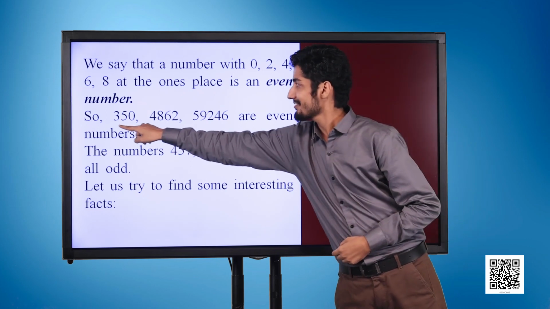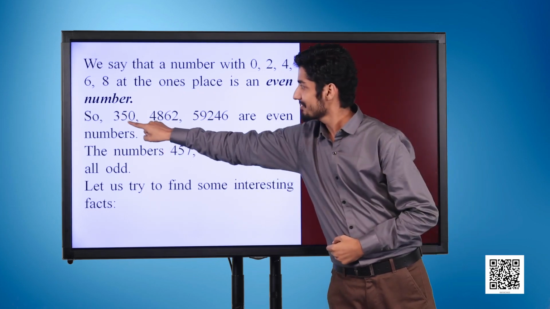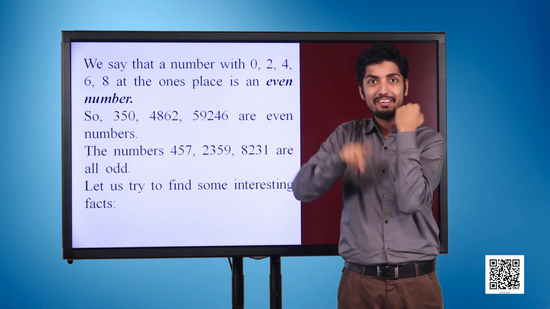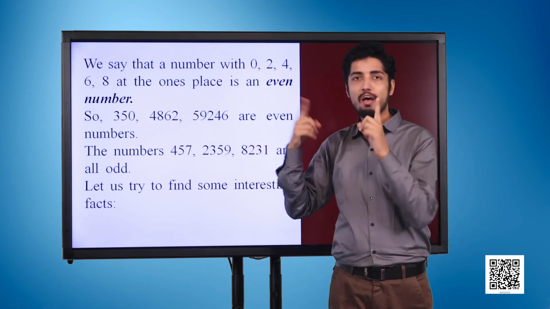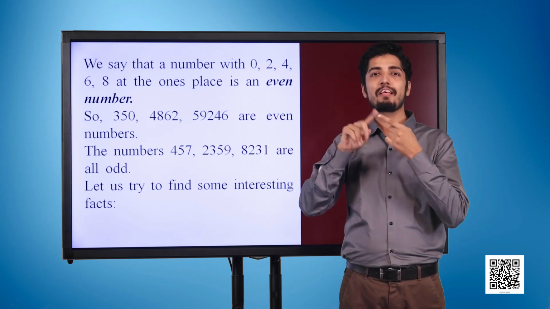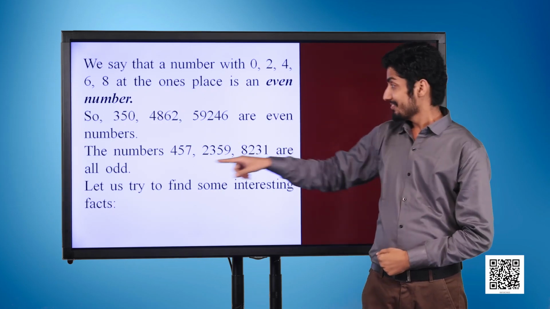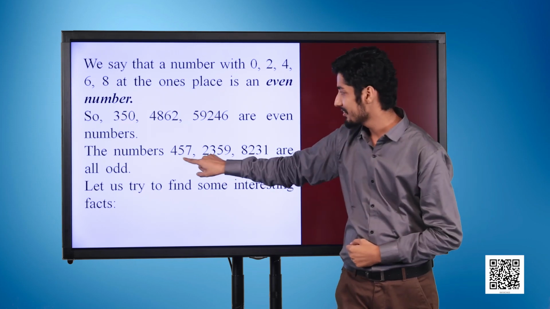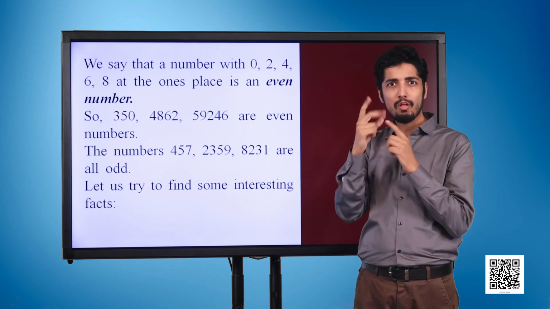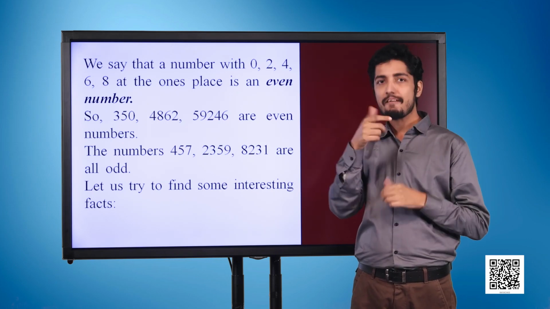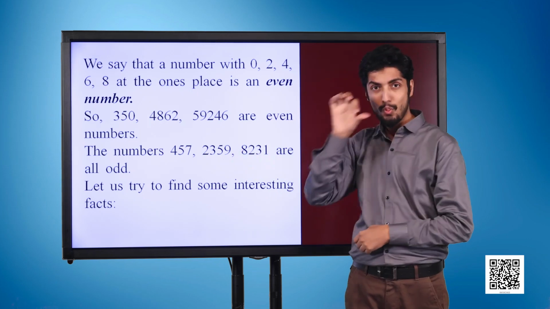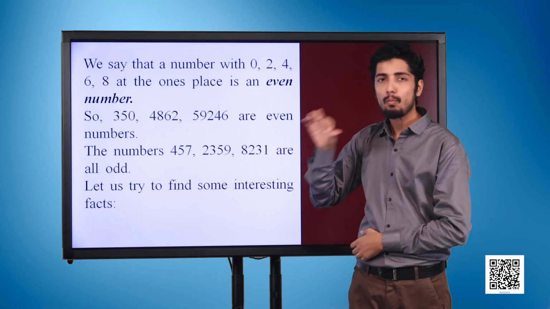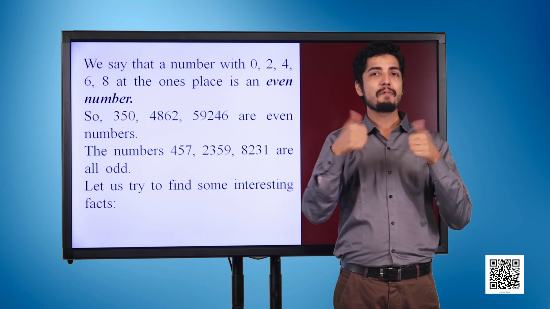So, 350, 4862, 59,246 are even numbers. The numbers 457, 2,359, 8,231 are all odd.